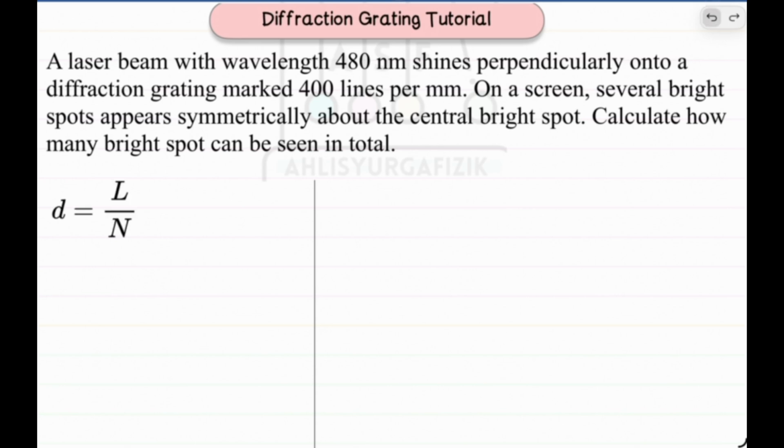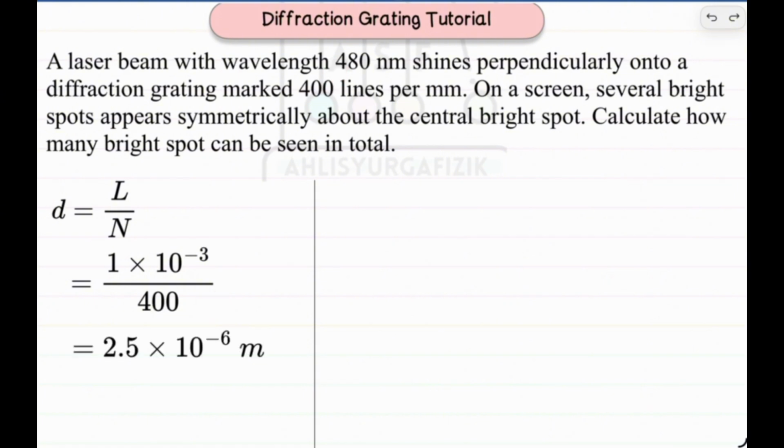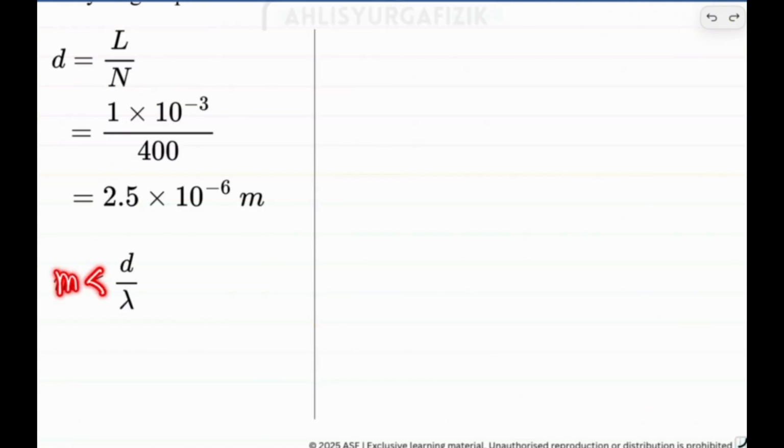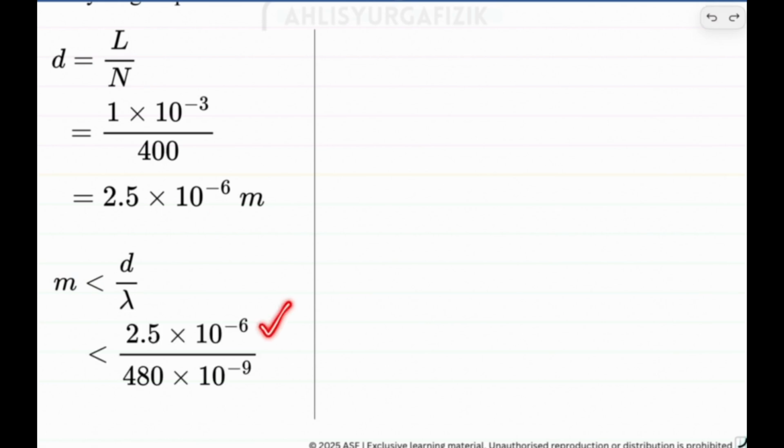For that, kita cari dulu grating spacing. 1 millimeter bagi dengan 400 line. 2.5 times 10 to the power of negative 6 meters. Sekarang kita nak cari order dulu berapa yang paling kecil yang kita boleh nampak. Masukkan nilai d dan juga lambda.